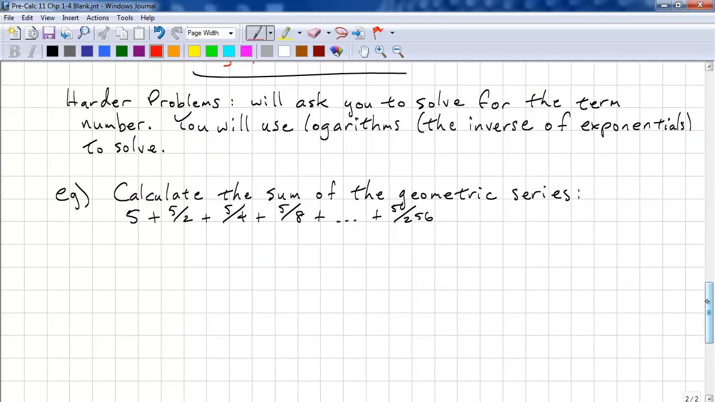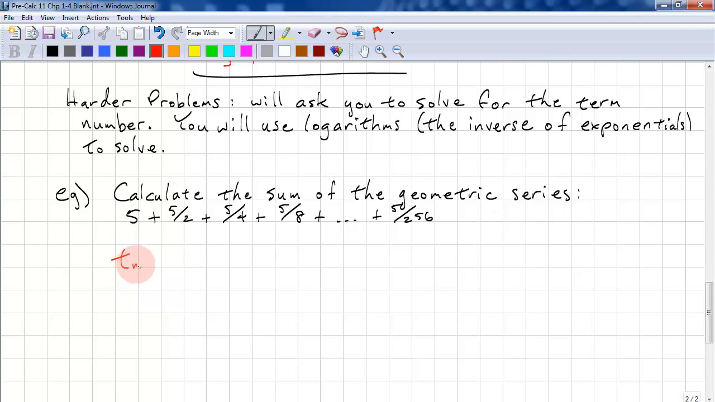Now for harder problems, we're going to have to figure out what the term number is. And you can just multiply on your calculator until you get an answer, or you can use logarithms. Logarithms are part of PreCalc 12. But you're just going to be using the simple version of the logarithms. It's not too hard. If you have trouble, please ask me for help. Okay, we need to calculate the sum of a geometric series. 5 plus 5 over 2 plus 5 over 4, and so on.